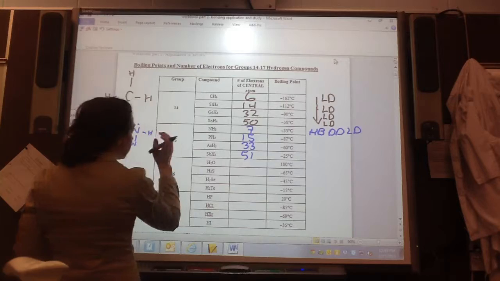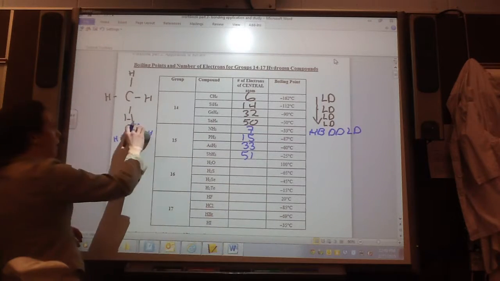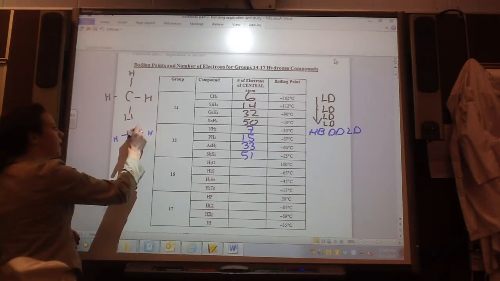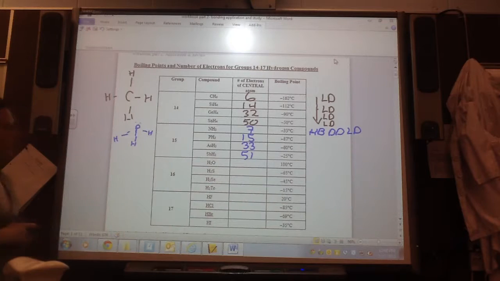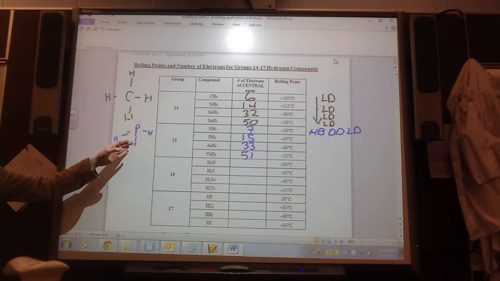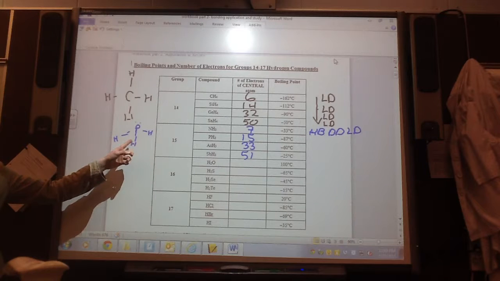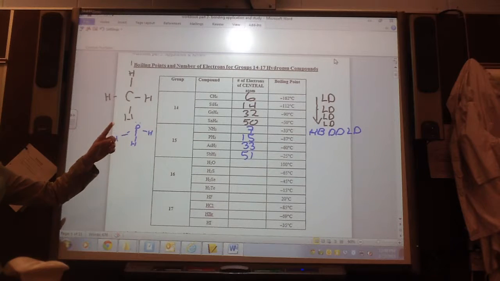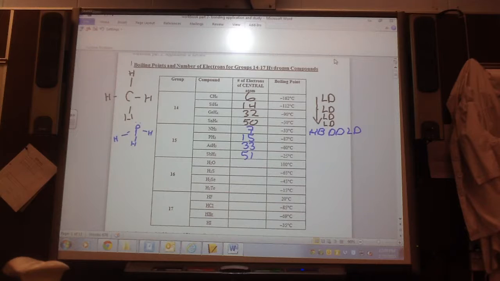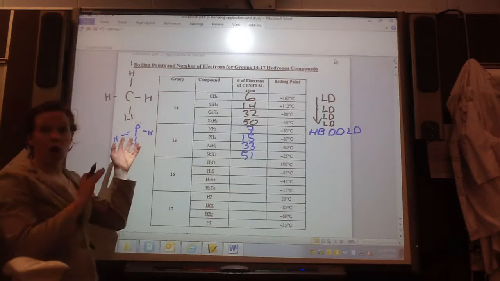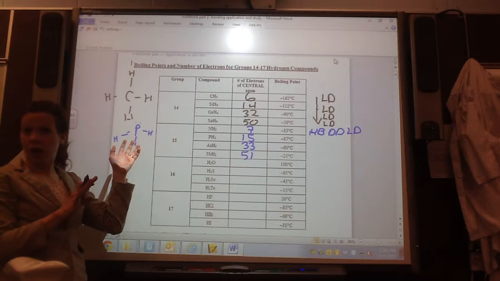Okay, let's do the next one. PH3. So all I change is that there's a P here. Is this hydrogen bonding? No. Didn't you say it's hydrogen bonding if it's N or F? N or F. No. Only these 3. And you can think about it, remember, we know that fluorine is the most electronegative, and then these are its friends that it hangs out with. Right? Okay? So PH3 is not hydrogen bonding.